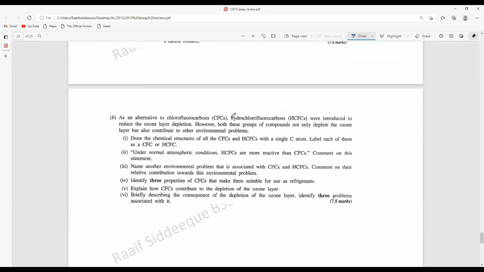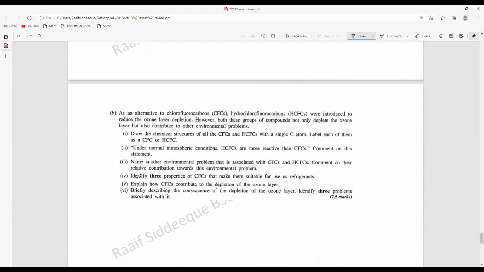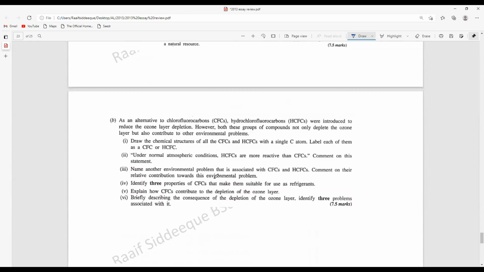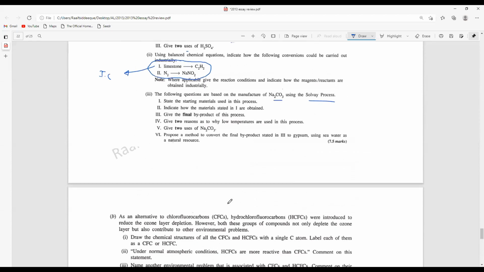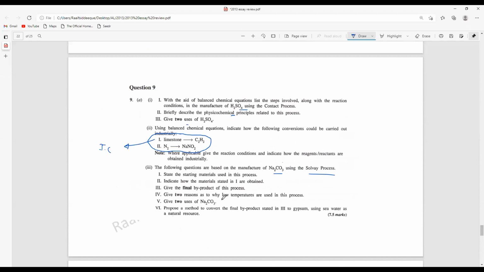Okay. And in part B, they are asking about the ozone layer depletion. So I think we have discussed a little bit a part of this question before in the previous questions as well. So we will first go through these reactions and processes.